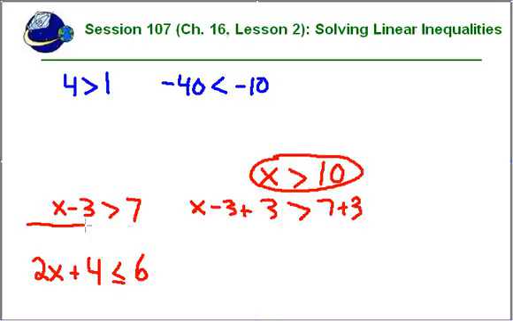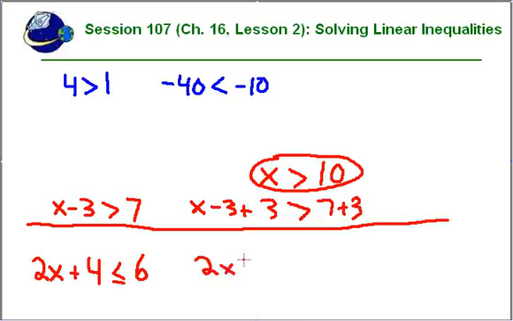Let's take a look at our second example, our second inequality. 2x plus 4 is less than or equal to 6. Once again, we're trying to solve this for x. We're going to subtract 4 from both sides. After we do that, that leaves us 2x on the left side of the inequality. And after we subtract 4 on the right side, 6 minus 4 would be 2.